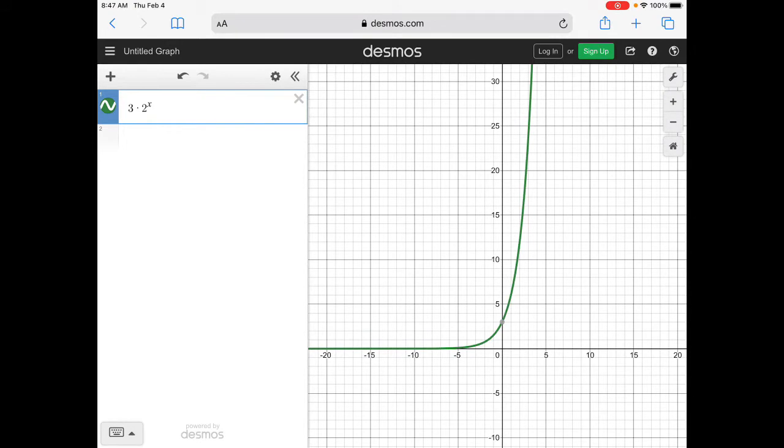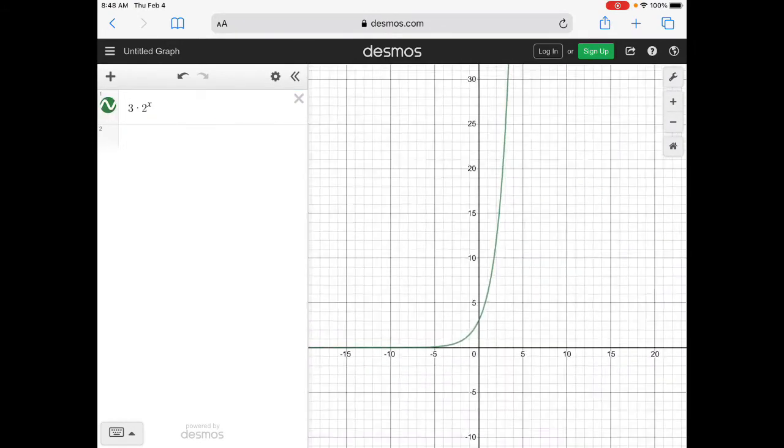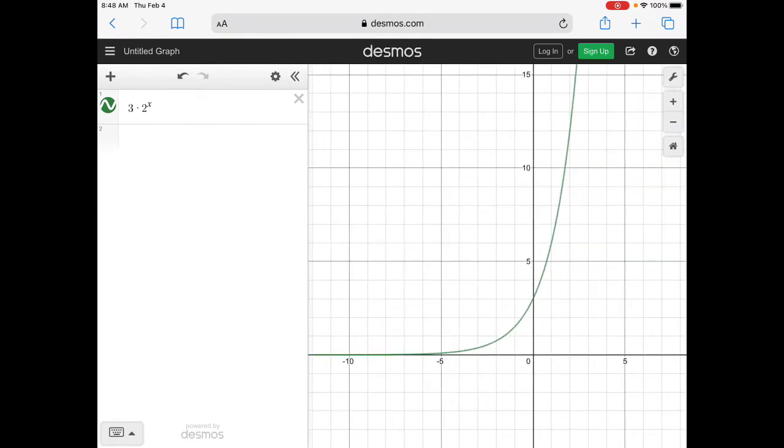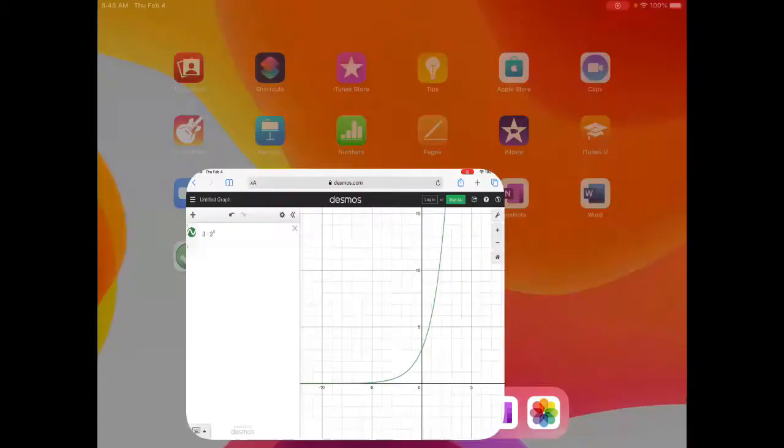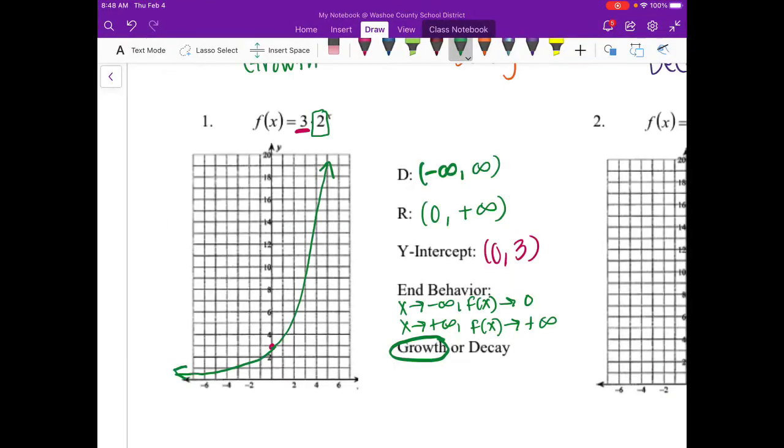So I typed in 3 times 2 to the x on Desmos. There is my y-intercept. There's the general picture of the graph. So we really just need you to sketch it. Okay. Let's go on to the second one then.